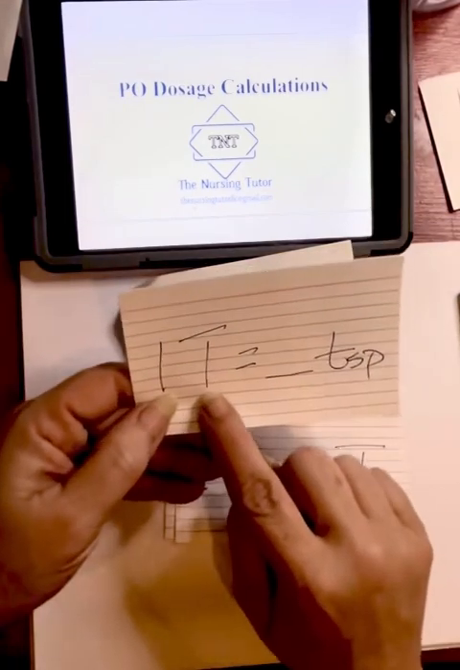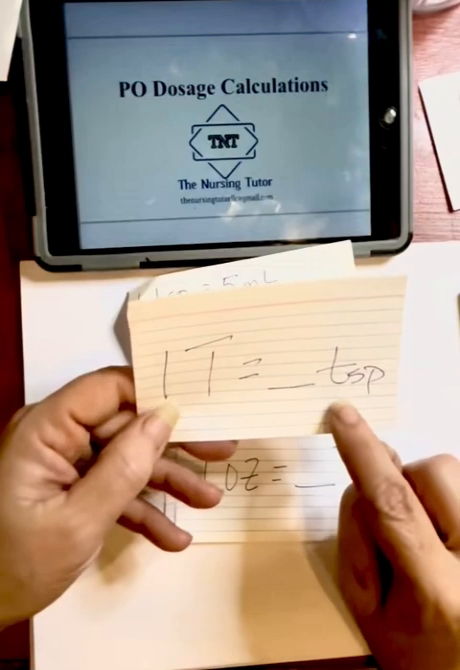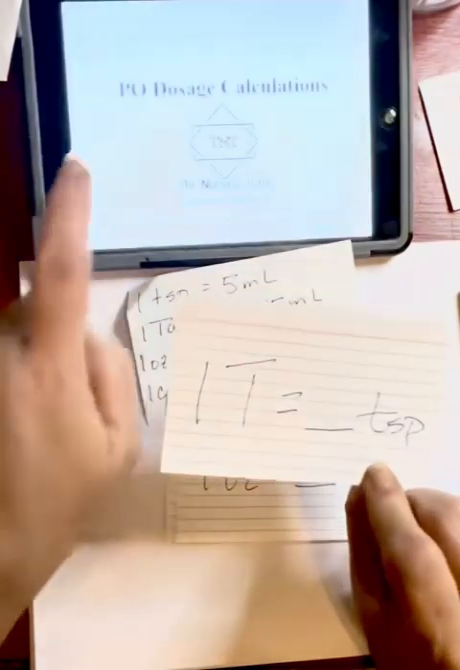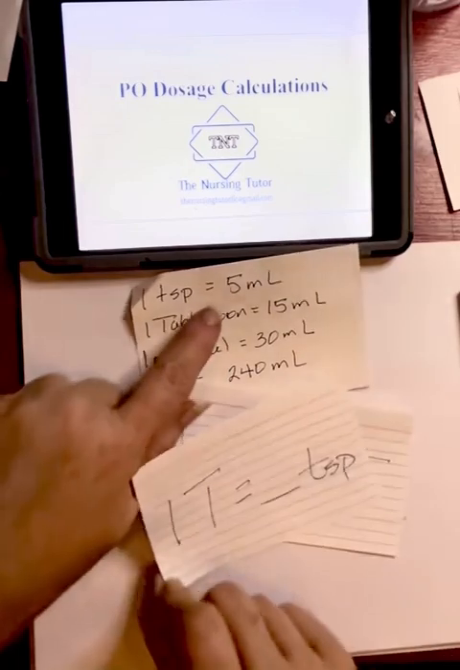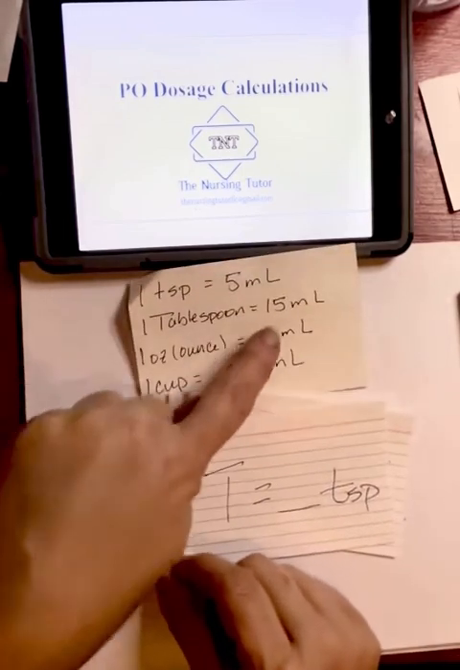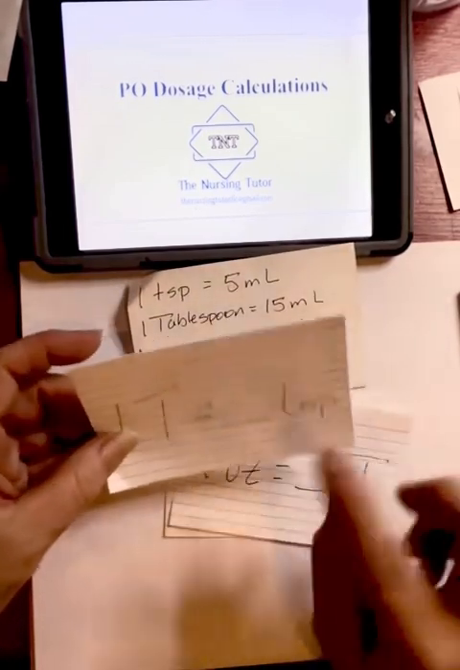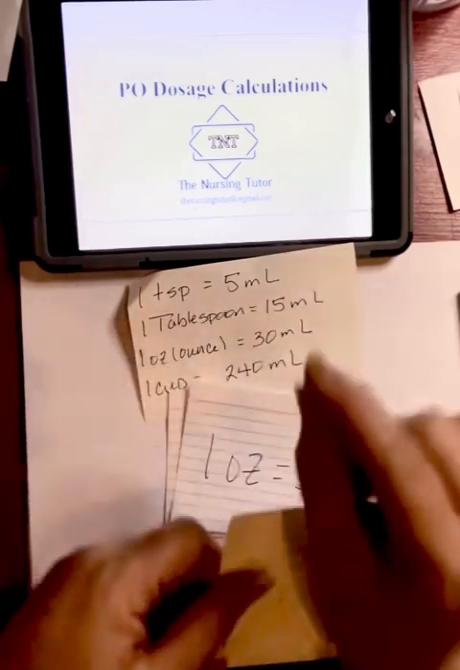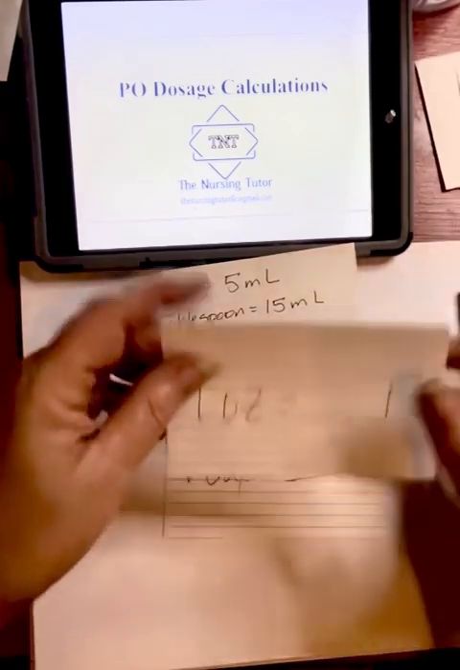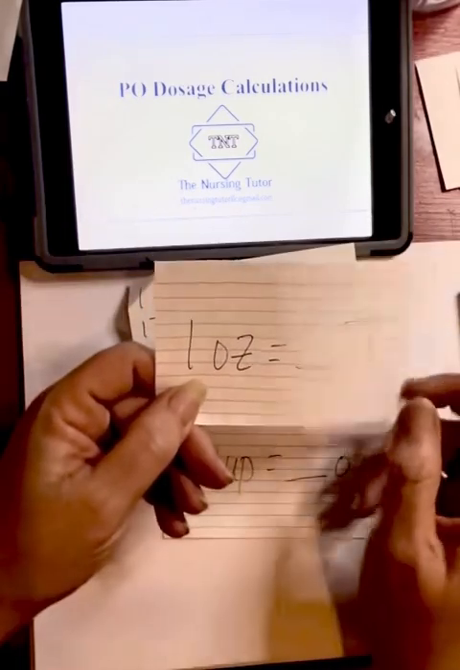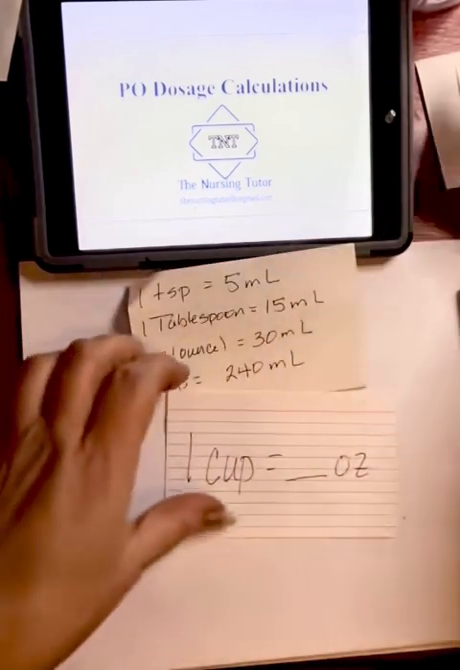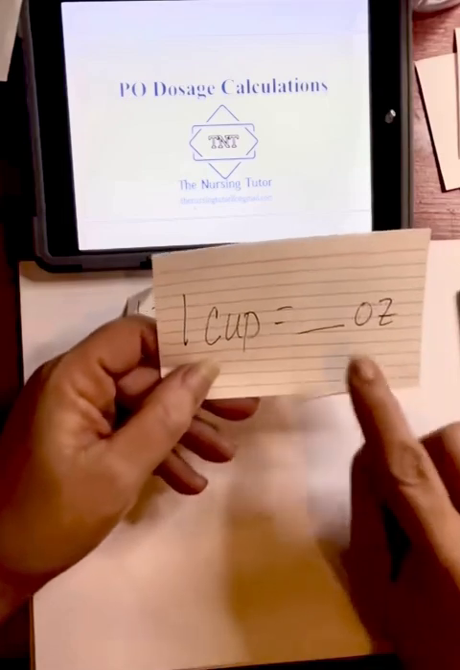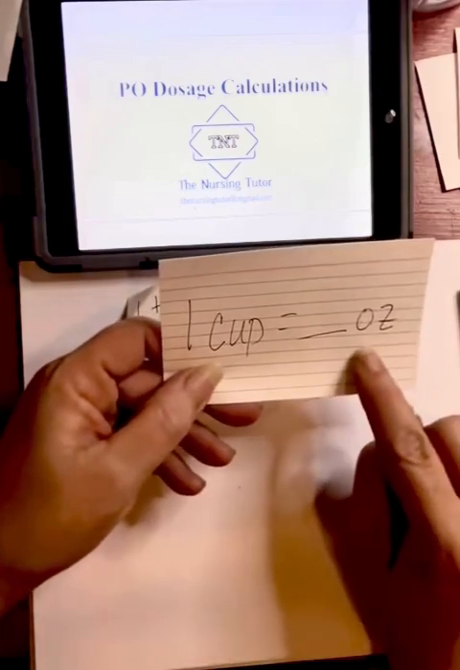1 tablespoon is how many teaspoons? It's going to be 3 because 1 teaspoon is 5, and we got 15 in the tablespoon, and so it'd be 3 teaspoons. You see how you need to be able to go back and forth with it? 1 ounce is how many tablespoons? 2. And then 1 cup is how many ounces?